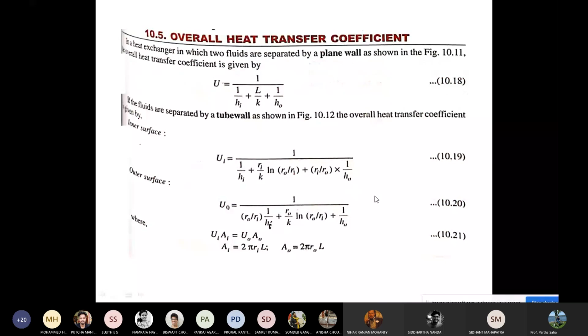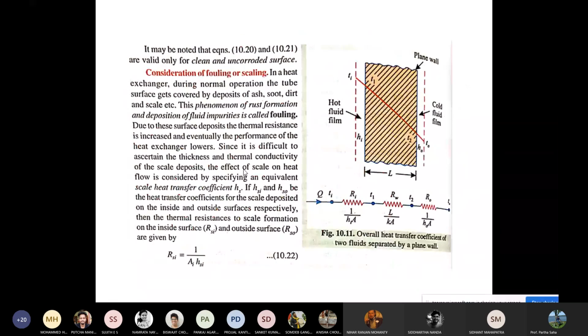Now the most important thing is a concept known as fouling, or scaling. Fouling is what happens in a heat exchanger with continuous operation. Some sort of soot or ash dirt gets deposited. It's actually a kind of rust or scale. So what happens when the scale or rust forms? This is known as fouling, and due to this the thermal resistance increases, or the heat exchange capacity decreases, right? So it is difficult to ascertain the thickness and thermal conductivity of this scale.